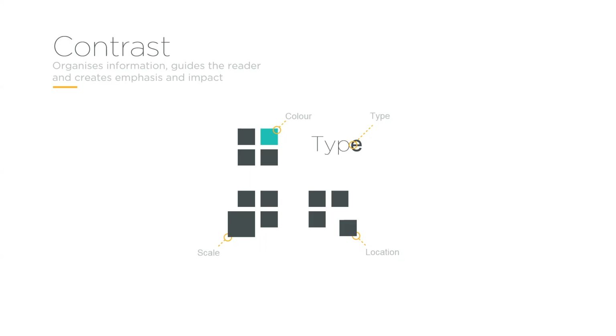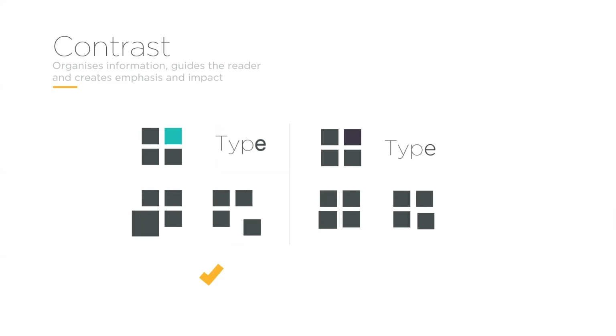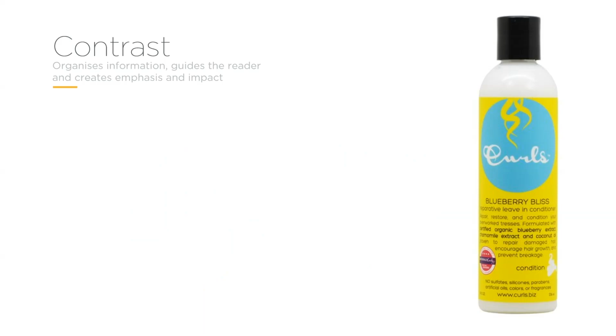But the main thing with contrast is you want to make it obvious. Contrast is created when two things are really different, not slightly different. So just make sure that you are creating enough contrast between your elements. Otherwise, they can end up looking like mistakes. So let's take an example.